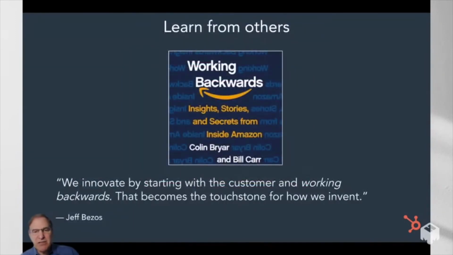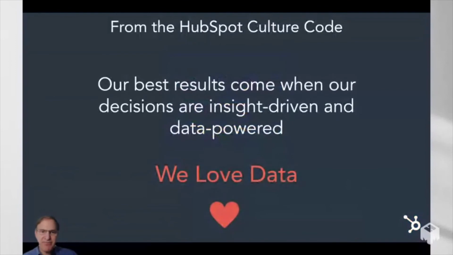A lot of my inspiration comes from this book that recently came out, Working Backwards, which I highly recommend, from Amazon. Jeff Bezos in the book says, we innovate by starting with the customers and working backwards. That's because that becomes the touchstone for how we invent. So Amazon does an incredible job at talking to the customer first. And in fact, then they write a press release for the customer and for the media about what the product is, and then they go into requirements. Another quote from our HubSpot culture code: our best results come when decisions are insight-driven and data-powered.